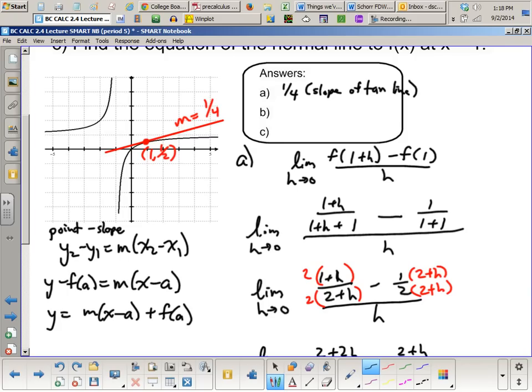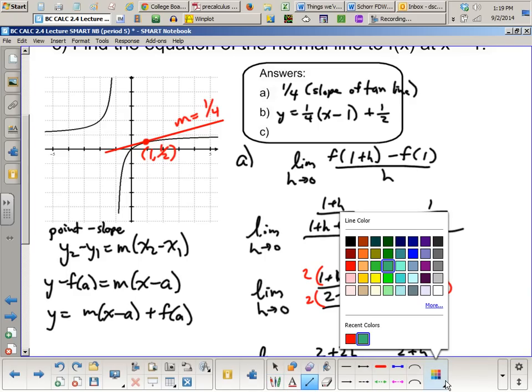So we should be able to get this pretty easily. m is 1/4. We worked hard to get it. a is 1, and f of a is a half. If you want to put it in slope-intercept form, go for it. Just distribute the 1/4. Okay. I'm not going to do it. I like this answer. What do I care about the y-intercept? I don't care about the y-intercept. Worthless.